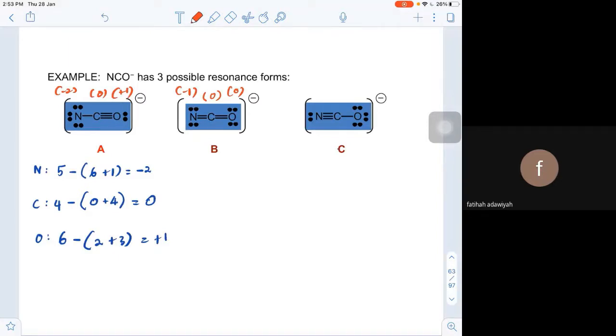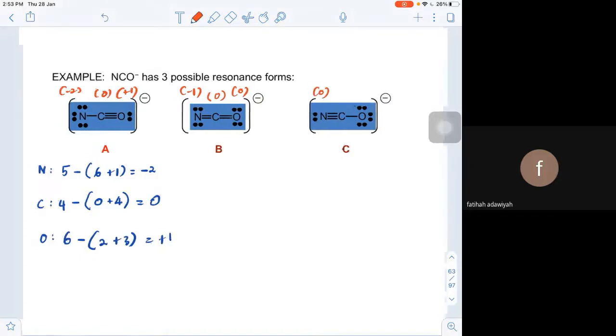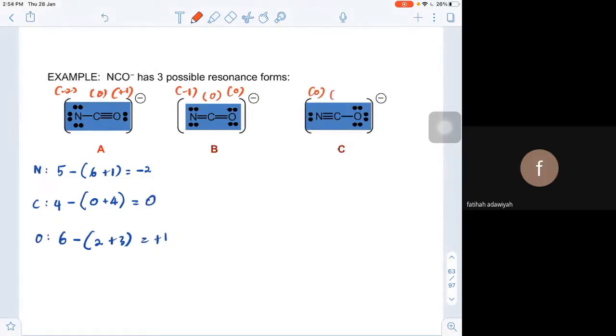Nitrogen, we know that it has 5 valence electrons, minus 2 unshared electrons, plus 3 bonds made. So 5 minus 5 here is 0. Carbon, 4 valence electrons, minus 0 unshared electrons, plus 4 bonds made, it is 0. Let's continue with the formal charge calculation of the oxygen.